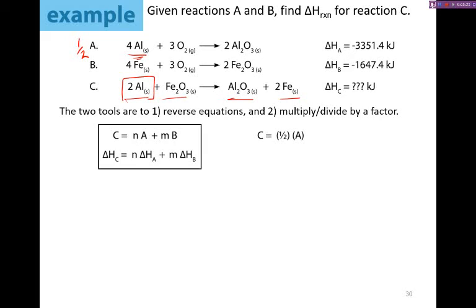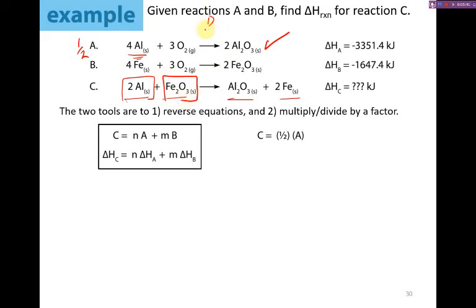Then for reaction A, once we've identified that that's the right step to do, it's done. We don't have to manipulate it again. For B, we notice that in this case, we want iron oxide on the left.